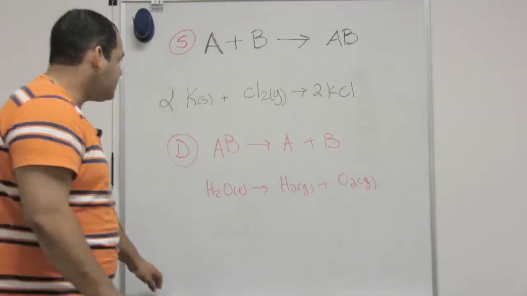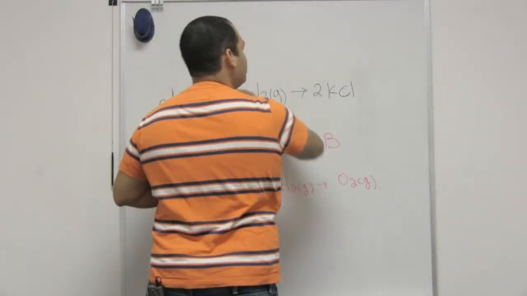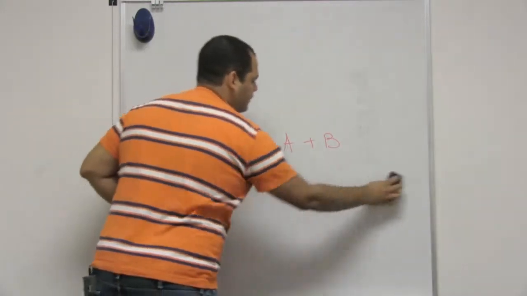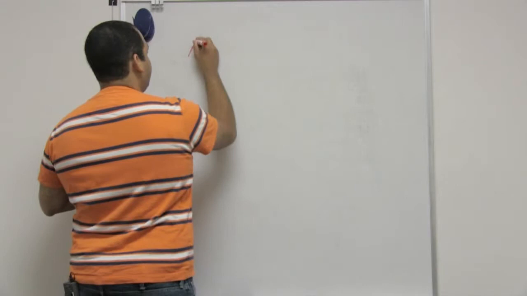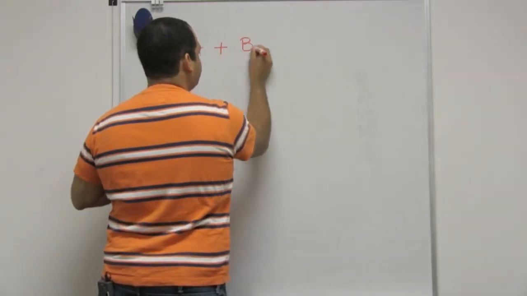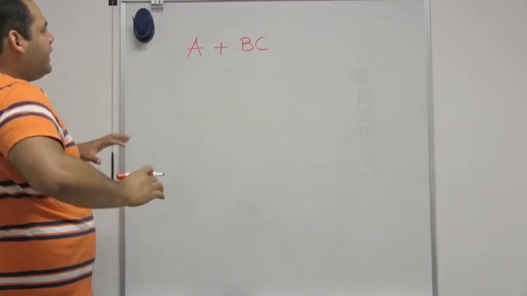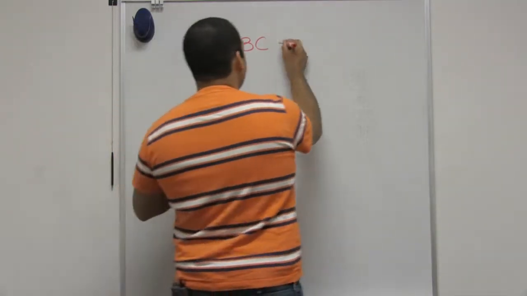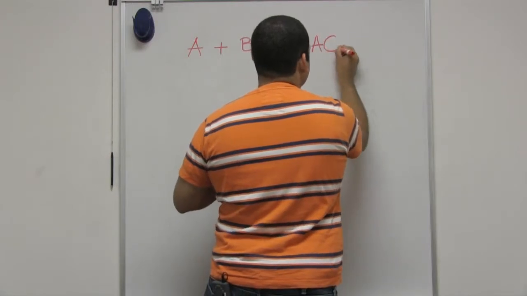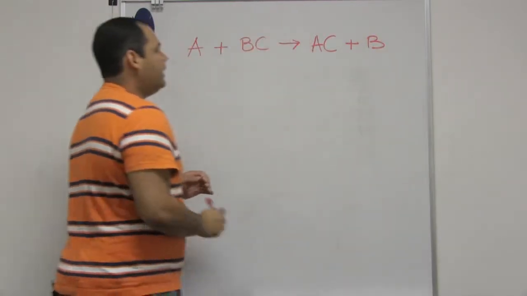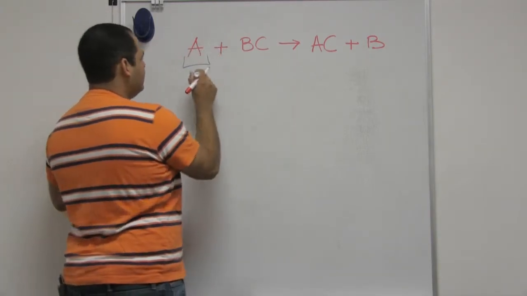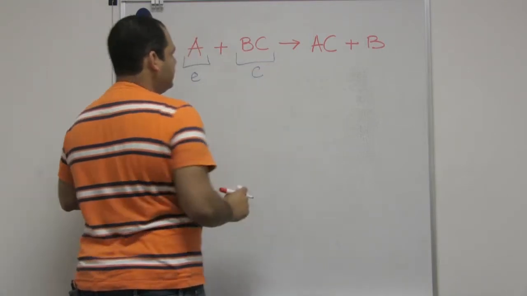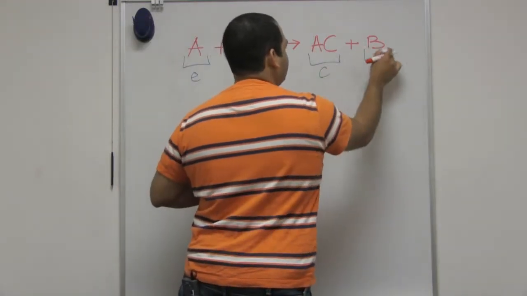Another one that is also important is called single replacement. What is a single replacement? An element reacting with a compound. So we have an element A plus a compound BC, and we have a reaction going on there, and basically A replaces B. This is a single replacement because we have an element and a compound, making a new compound and a new element.